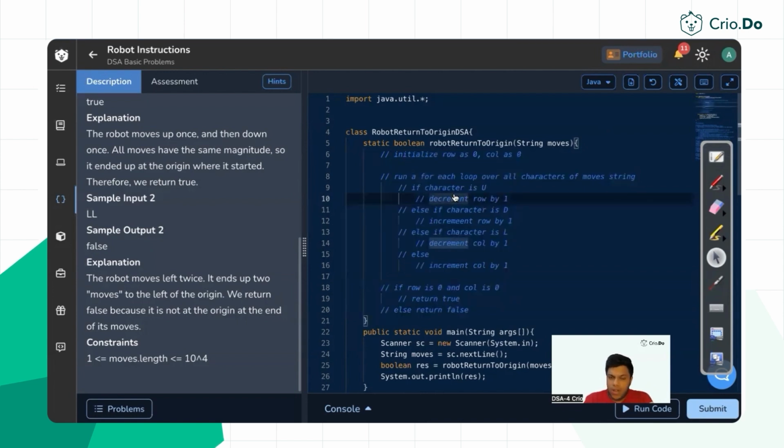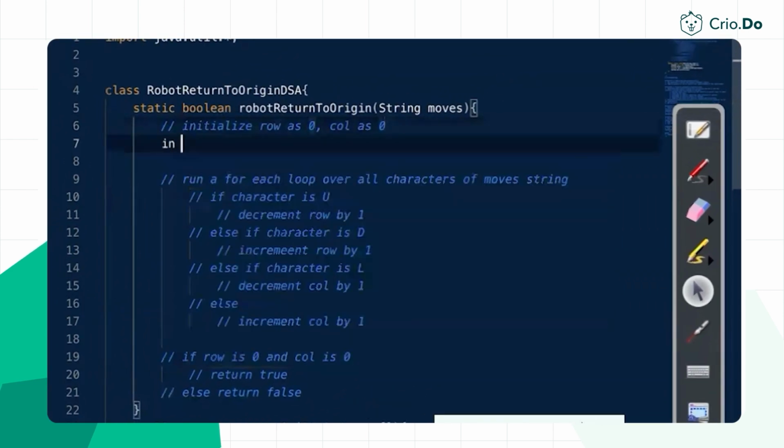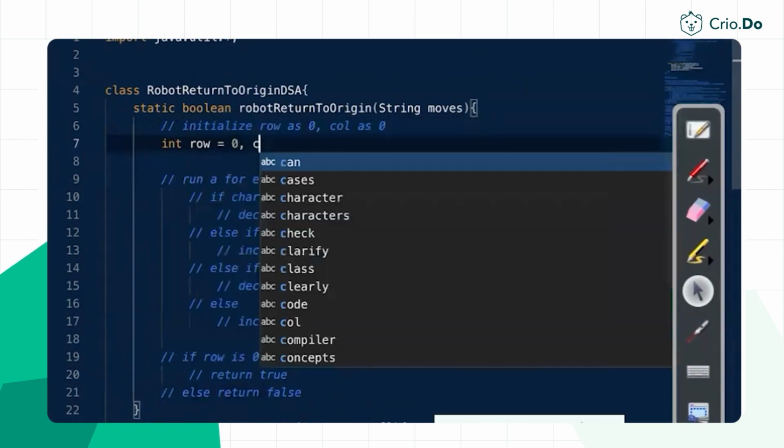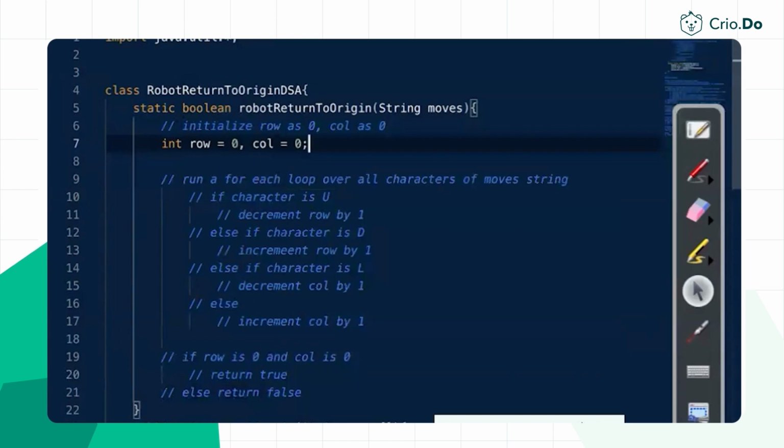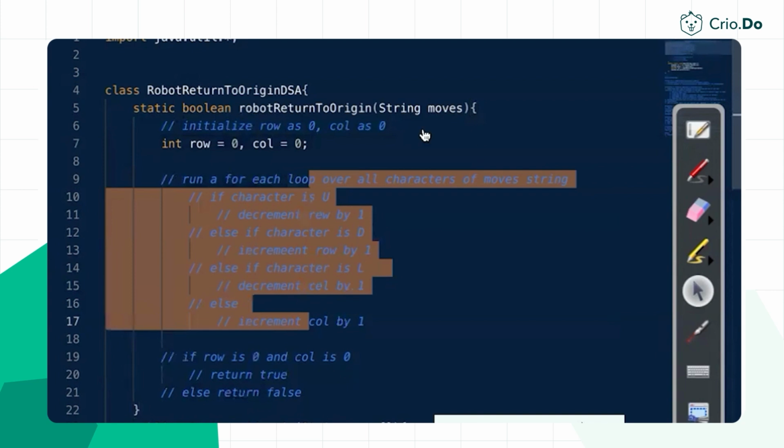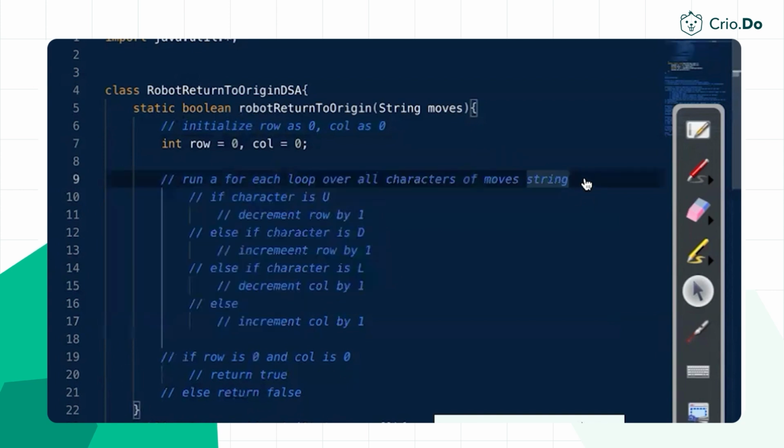So please first watch the first video where we discuss about how we can go and explore all the 4 choices and how we can finally check whether we are equal to the target, that is the destination node or not. So we have to initialize our traversal from the 0th row, 0th column, that is row initialized with 0, column initialized with 0, both will be integers. Run a for each loop over all characters. In Java, there is no direct for each loop possible on a string.